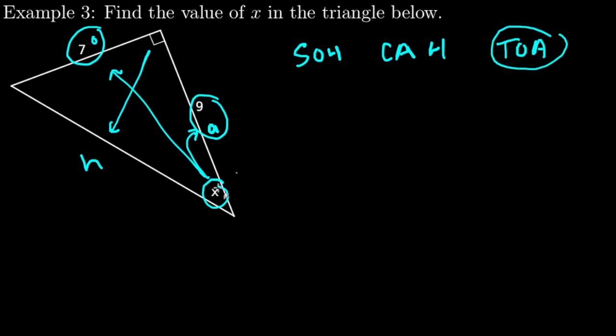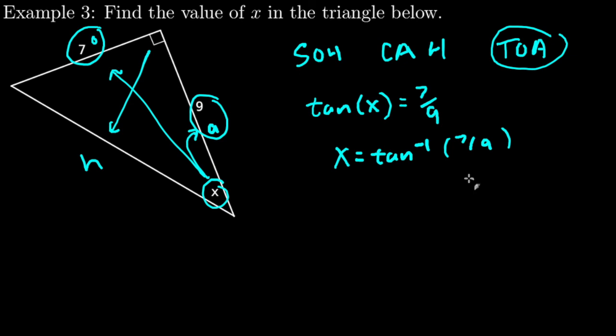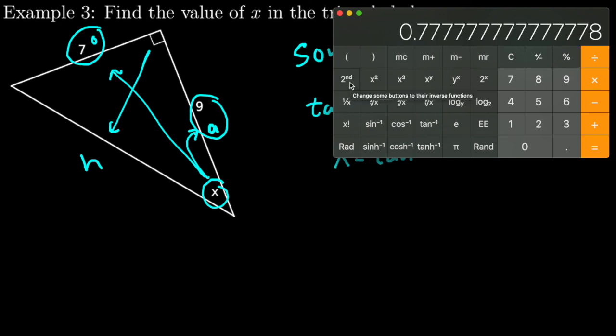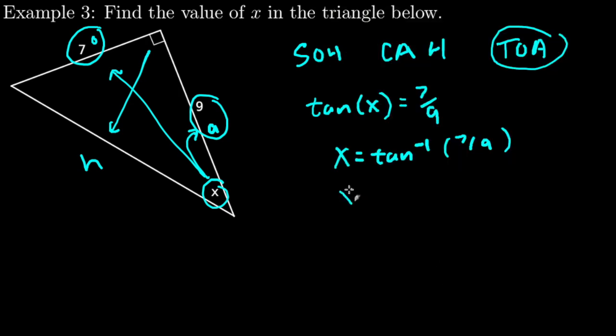I write the equation. So tangent of my angle x is opposite over adjacent, 7/9. I will do the inverse tangent of both sides. So x is equal to the inverse tangent of 7/9. And I'll go to the calculator, type in 7/9. Take the inverse tangent. Again, my calculator is still in that mode, but you might need to press second to get there. And I get approximately 37.875 degrees.